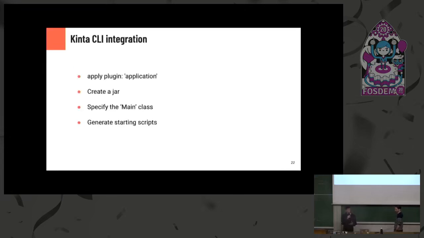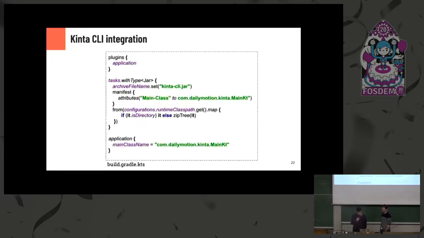Technically, we have a build.gradle.kts file. We apply a plugin, application. It generates a starting script. Then you create a jar, and you have to specify the main class, the entry point of the command line app. Here you can see what the file looks like.